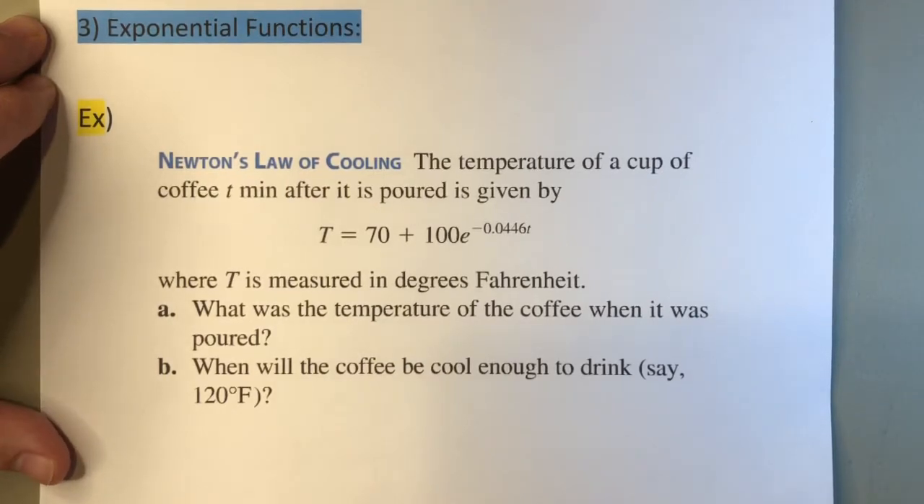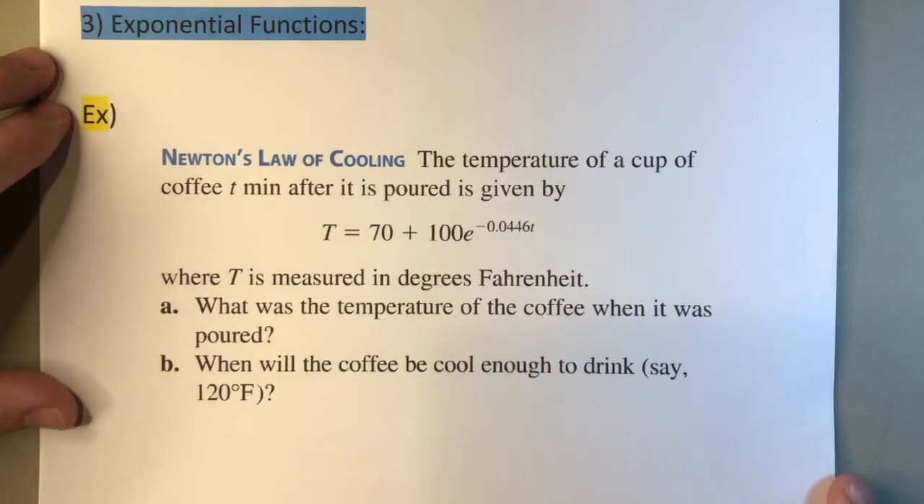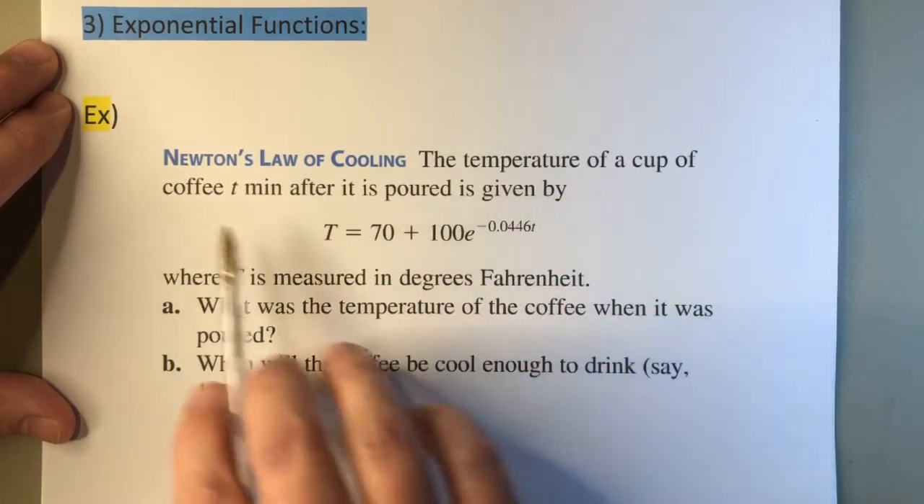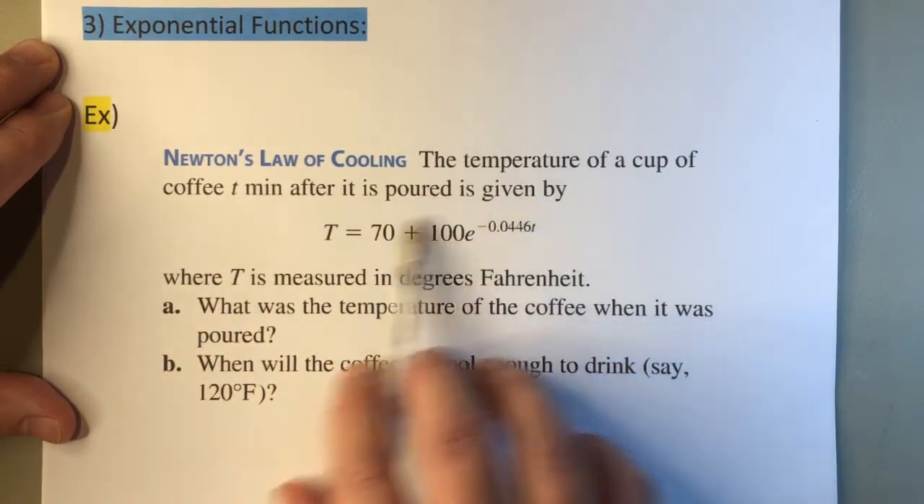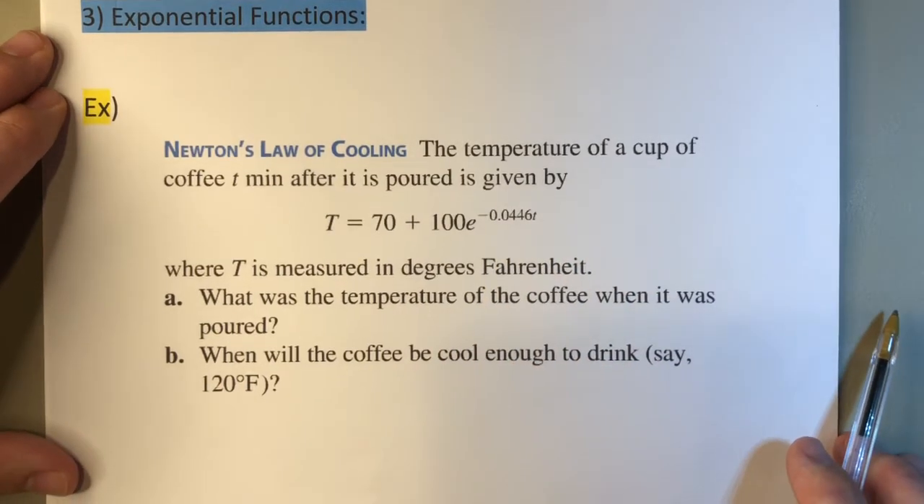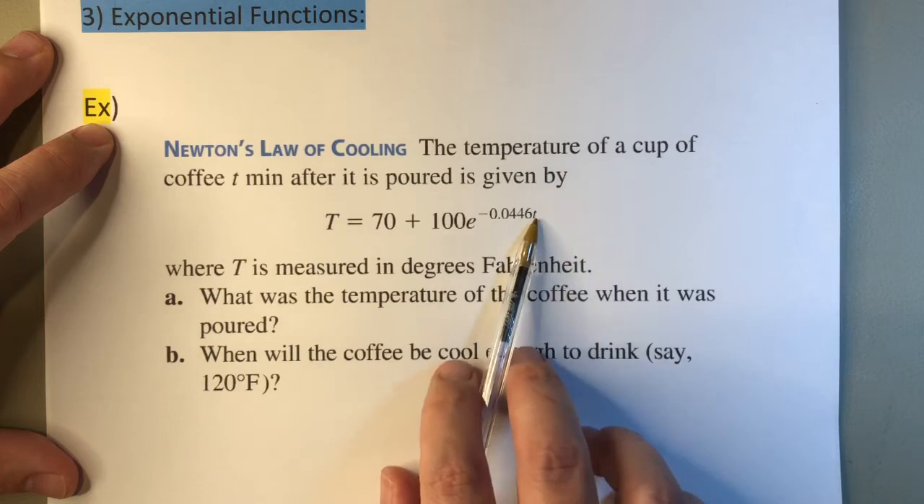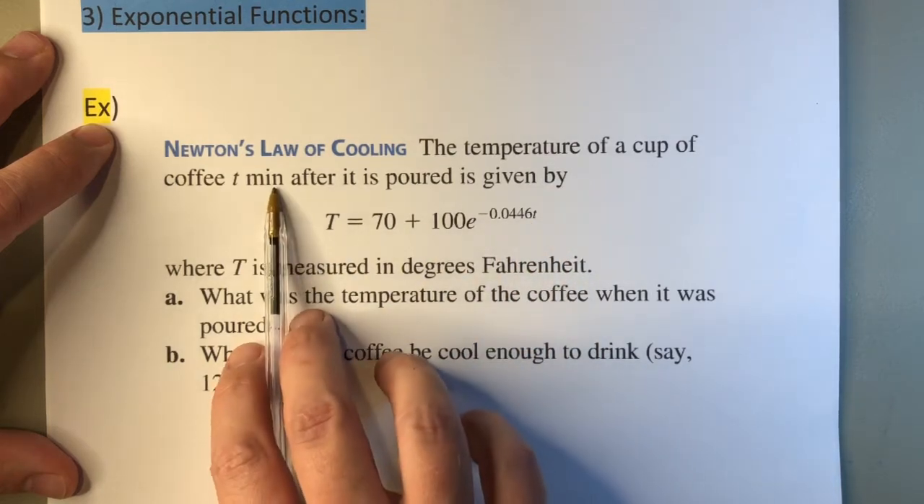All right, last example, section 3.2. Let's look at the Newton's law of cooling model. The temperature of a cup of coffee t minutes after it is poured is given by this function. Capital T is measured in degrees Fahrenheit, and lowercase t is, of course, time in minutes.